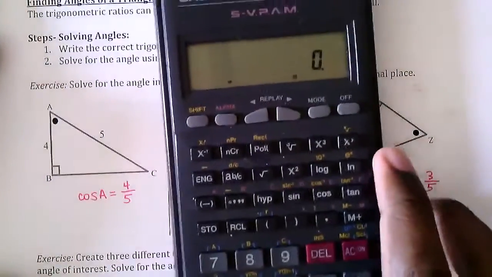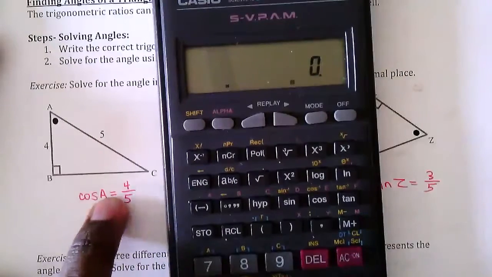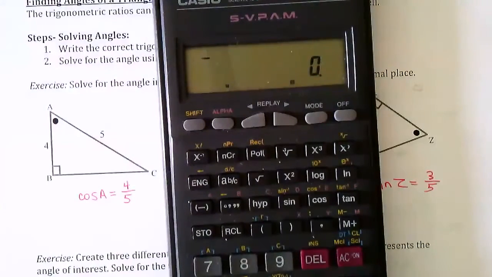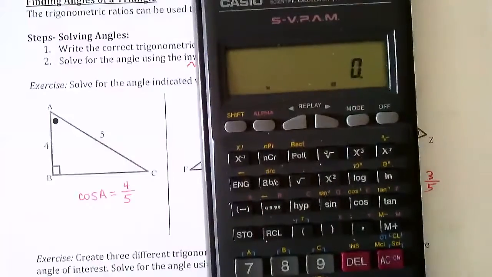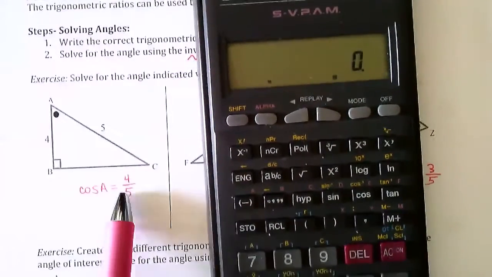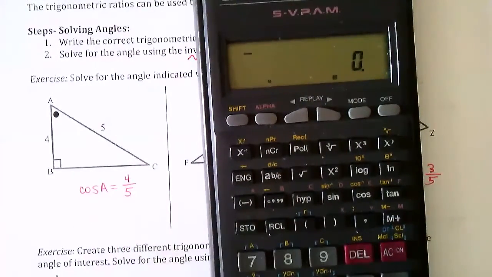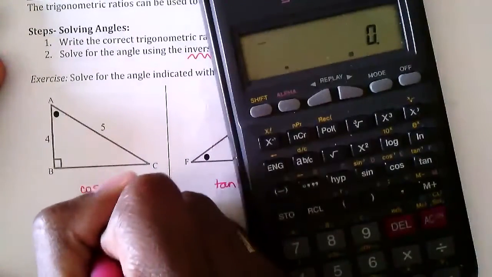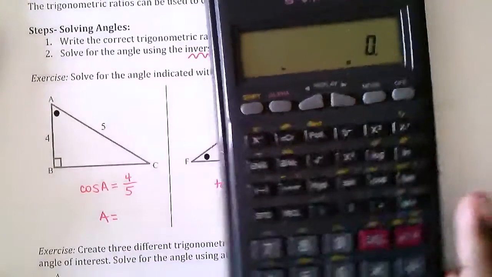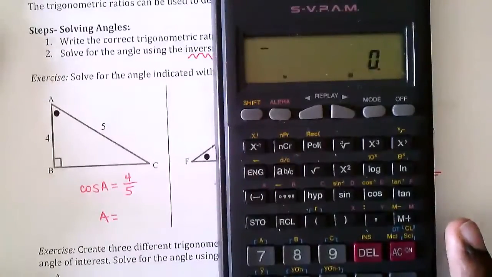So let's take a look at this question. Here I have cosine A is equal to 4/5. To solve for angle A, remember I said that cosine, sine, and tangent can never exist without their argument. They can never exist without their angle. So we can't just move the cosine away from the angle unless you use the inverse trig ratio. So to solve for A, again, you have to write it out on your calculator.